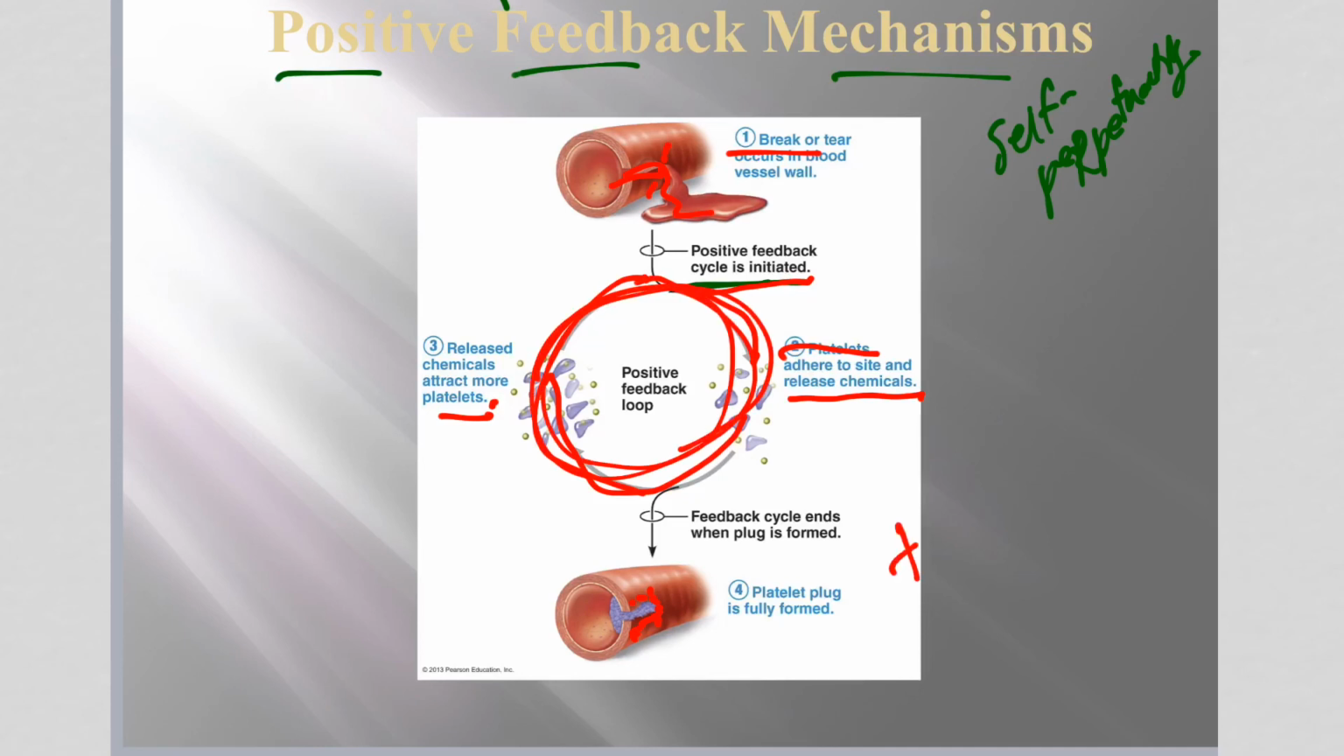Once it's started, it moves on until the ultimate goal, which in this example is to form a platelet plug. You plug up the damaged blood vessel wall so that repair can occur. So the important thing to remember about a positive feedback mechanism is that once the initial activity or mechanism is started, it's just on until the ultimate goal is accomplished or reached.